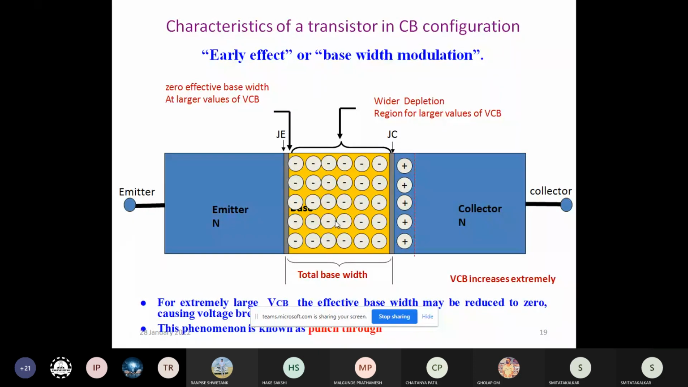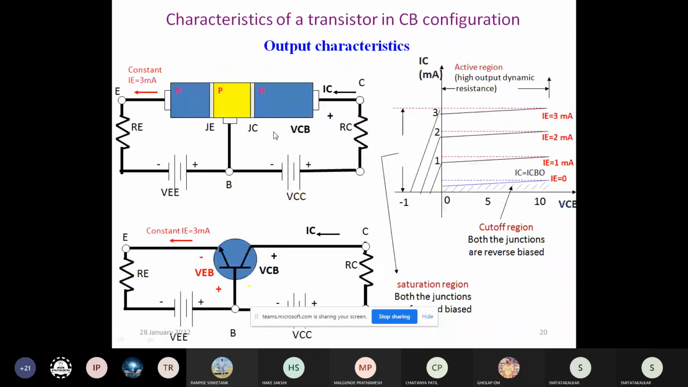That's why VCB, the output voltage, is directly proportional to the input voltage. If the current increases, then the voltage increases; the range is 0, 5, 10. You can write 0, 1, 2, 3, 4, 5 up to 10 volts. This is the output base-collector voltage. If the transistor requires an input voltage of 0.7 volt, this is the on state.